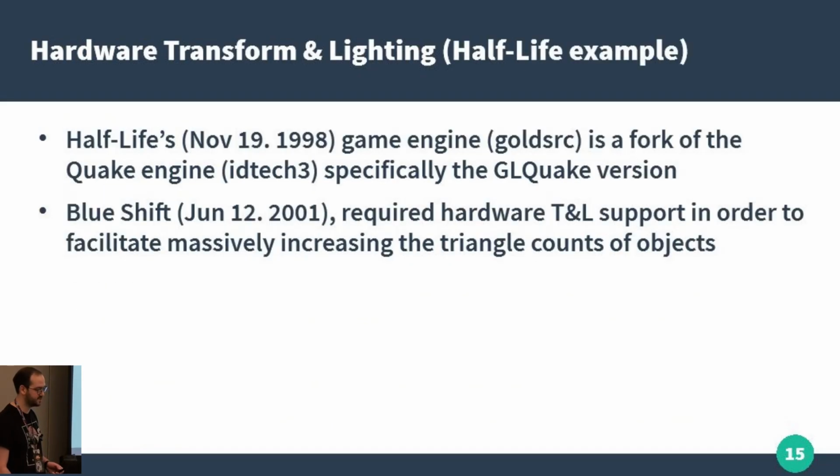So for my example for this, I'm actually going to use Half-Life in its expansion, because the original Half-Life's game engine, Gold Source, is actually a fork of the Quake engine, specifically the GL Quake game that I just showed you before. That's a 1998 release. Blue Shift, its second expansion, comes out in 2001 and actually requires hardware transform and lighting support in order to facilitate massively increasing the triangle counts of objects.